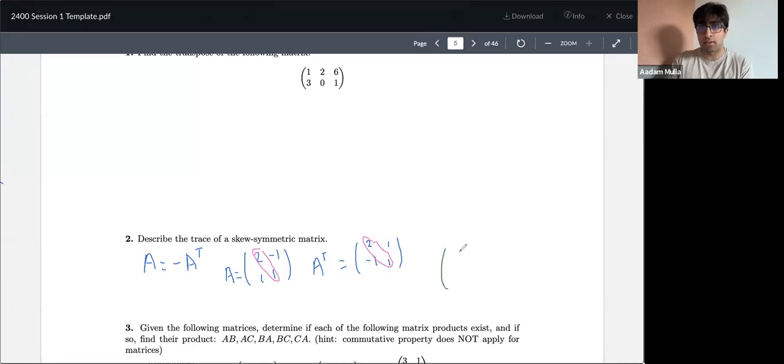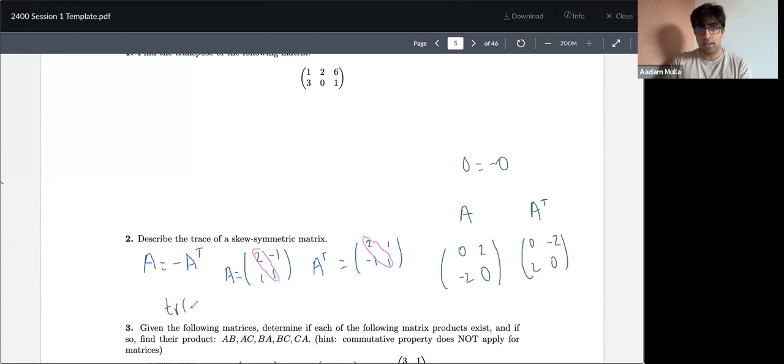So now if I have a matrix like 0, 0, 2, -2, this is a skew symmetric matrix because if this is A, when I do A transpose, yes, the diagonal stays the same, but they are still negatives of each other because 0 equals -0. When they're asking for describing the trace, remember the trace of A is going to be adding up the diagonals, so 0 plus 0, so it's going to be 0.